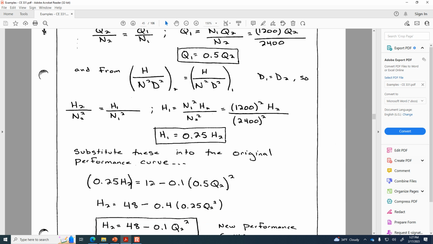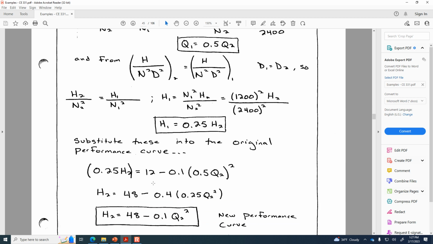And the new performance curve, as you can see up on the screen, takes the cutoff head from 12 to 48. So we're getting 4 times as much cutoff head by spinning that impeller twice as fast. And then, ironically, the coefficient in front of the Q remains the same at 0.1. It's not always the case that that would be true. Like if we had also changed the diameters, it wouldn't be. But here, it cancels out. All right, so this is the new performance curve. So those are the scaling laws.